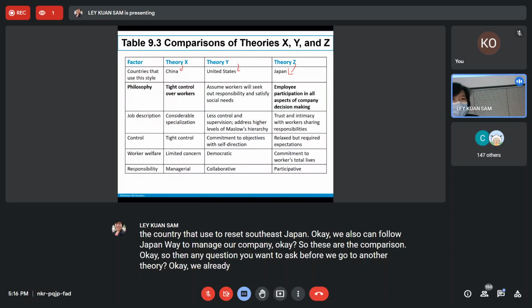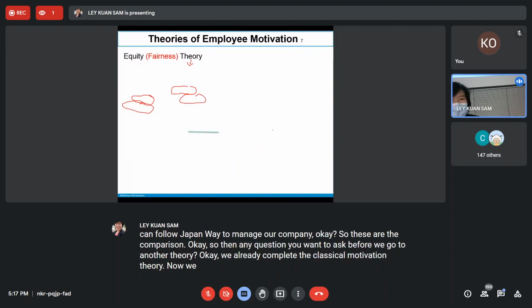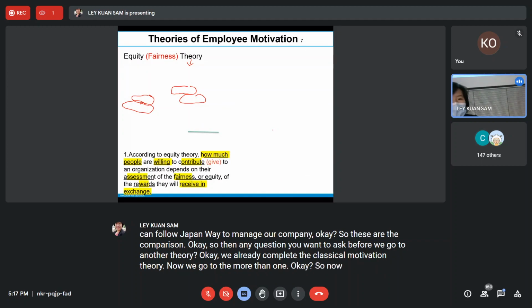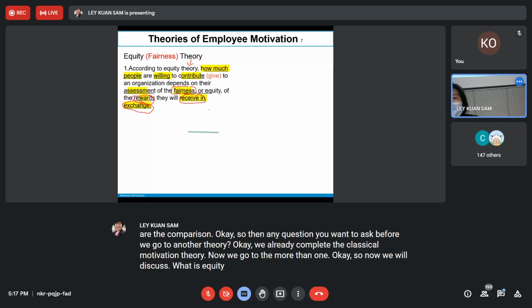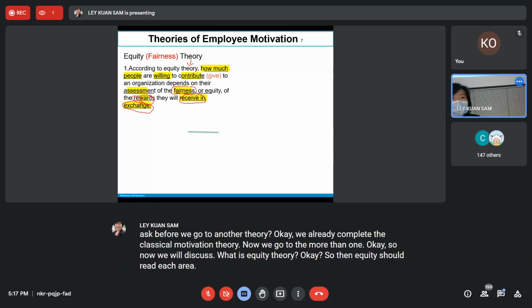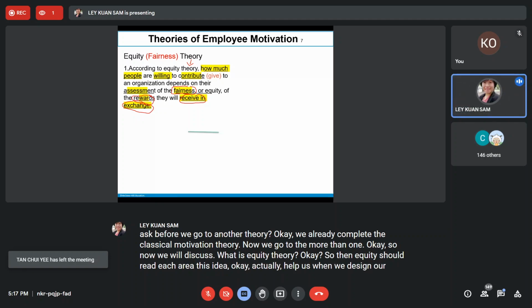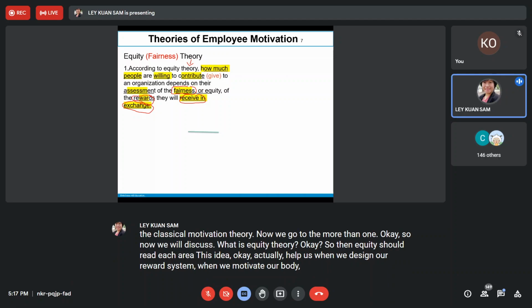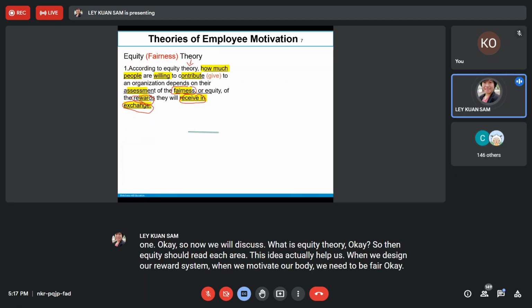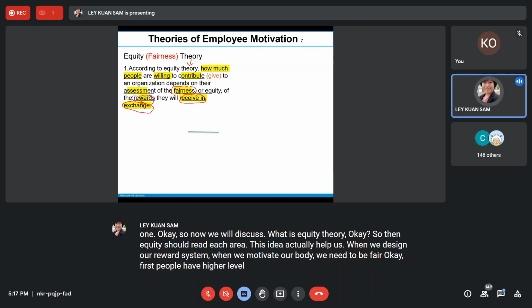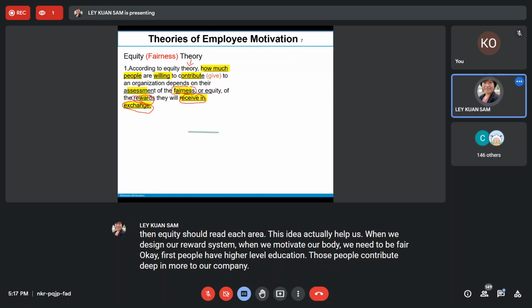Okay, we already completed the classical motivation theory. Now we will go to the modern ones. So now we will discuss what equity theory is. Students, this theory helps us when we design our reward system. When we motivate our employees, we need to be fair. Those people who have a higher level of education and contribute more to our company deserve better rewards. We need to be fair.